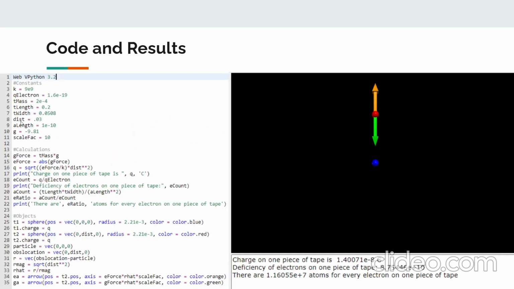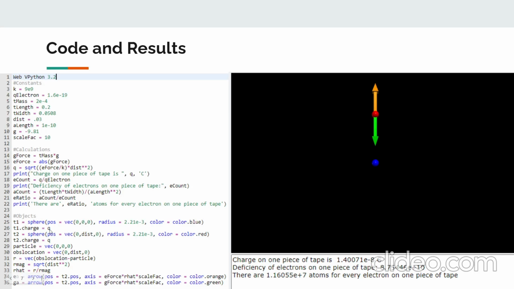For the coding part of this portion, I have my constants here. It's just the constants mentioned earlier. And then for my calculation, I just have the gravitational force, which is just the mass of the tape times gravity. And then the electric force is set equal to this gravitational force. And then I calculated the charge on one piece of tape to be the square root of the electric force divided by the Coulomb constant times the distance squared. And then we have the electron count being Q over Q electron, and the atom count being the tape length times tape width over atom length squared, and the electron ratio being atom count divided by electron count.